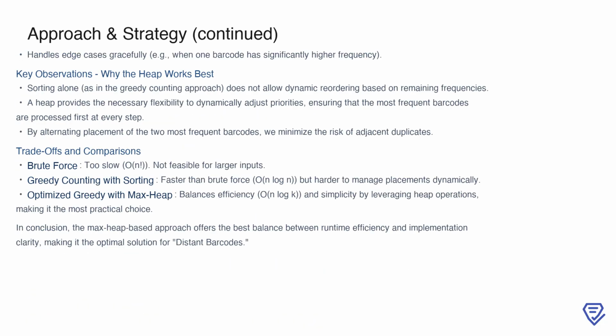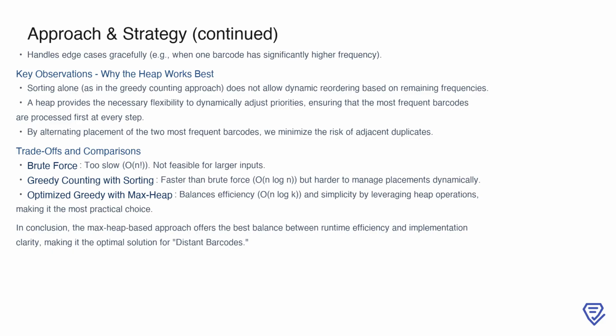In addition to its efficiency, the max heap-based strategy has several advantages that make it the best choice for this problem. First, it handles edge cases effectively, such as when one barcode appears significantly more frequently than others. Sorting alone, as in the earlier greedy counting approach, does not allow for dynamic adjustments based on remaining frequencies. On the other hand, the heap provides the flexibility to reorder priorities dynamically, ensuring that the most frequent barcodes are processed first at every step. By alternating the placement of the two most frequent barcodes, the risk of adjacent duplicates is minimized.